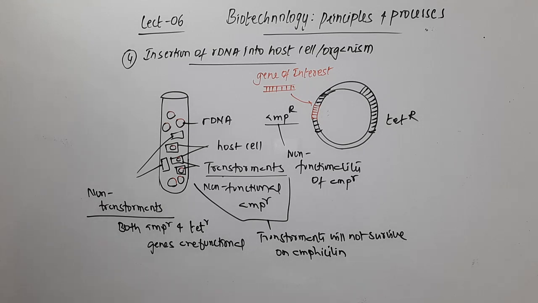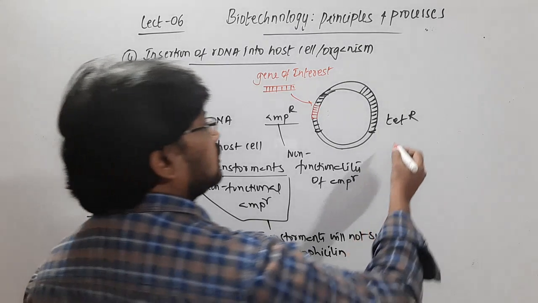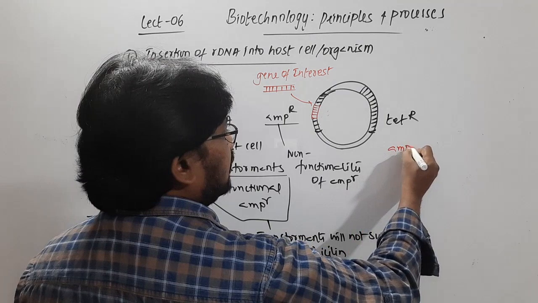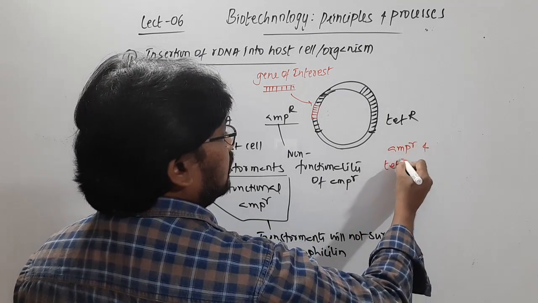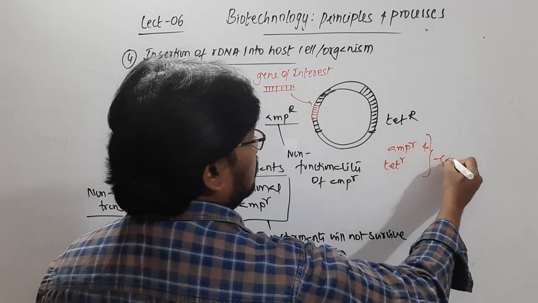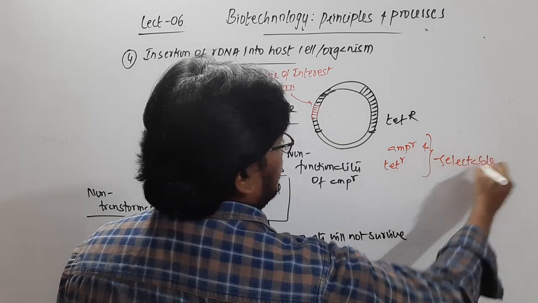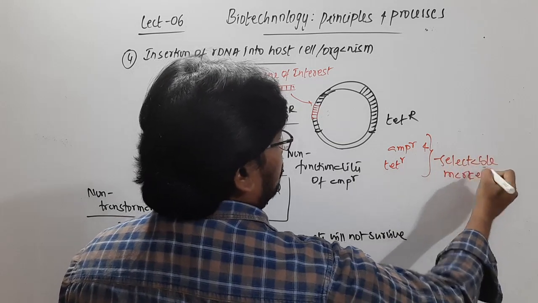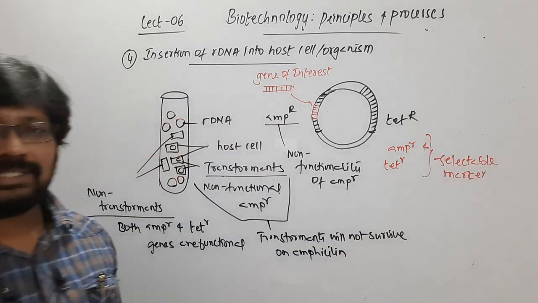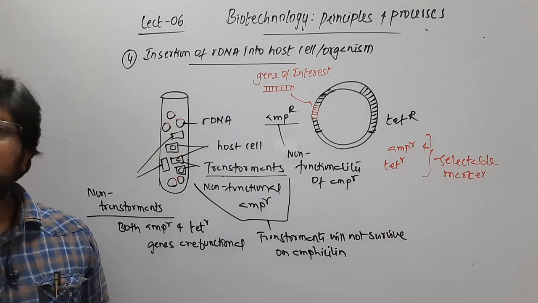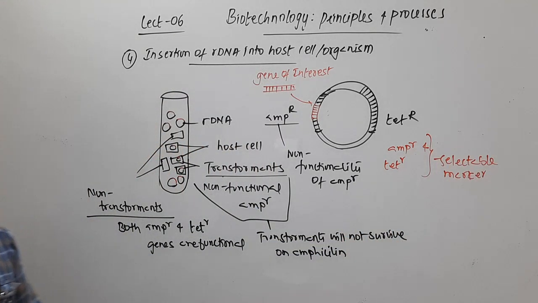So clear that one. Of course, we have studied that the ampicillin resistance gene and tetracycline resistance gene are both the selectable markers, meaning the ones which will help us to select the transformants and non-transformants.